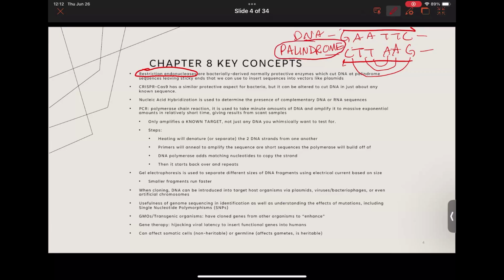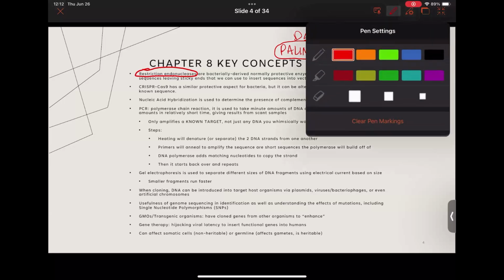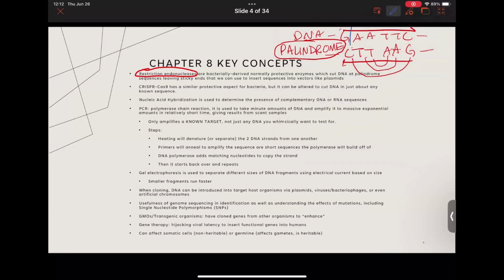They read the same backwards and forwards on the strands, and technically one strand could fold back on itself. So that's the palindrome. And the way that they create sticky ends is that the enzyme would cut like here. And then your result would look like this. You'd have on your double-stranded DNA a G on one side and CTTAA, and that would be open. There'd be nothing on the other side.